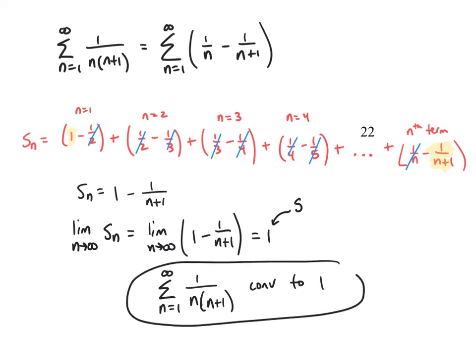So we're showing that it's convergent to 1 using this third technique, which is the collapsing sum or the telescoping sum technique. Let's move on to the next page and try one last one on this topic.